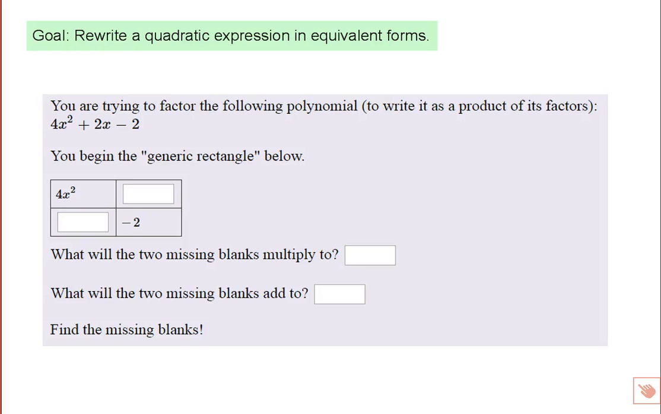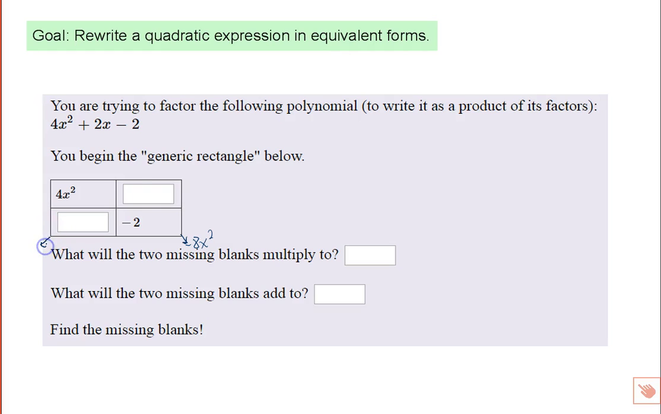In this video, we're going to put together some of the patterns we've been seeing as we work with these area models or generic rectangles to model equivalent forms of quadratic expressions. One of the patterns that we see when you work with these area models is that the diagonals of this rectangle always have the same product. They always multiply to the same thing. So if I take 4x squared times negative 2, I get negative 8x squared for that product.